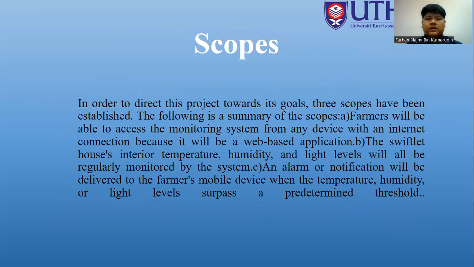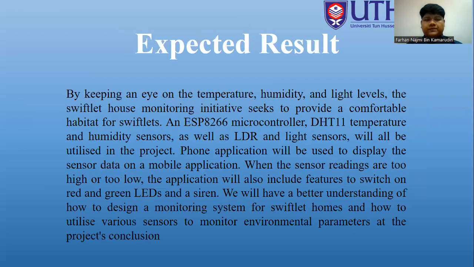So the scopes for this project are as follows. In order to direct this project towards its goal, three scopes have been established. The following is a summary of the scope. A, a farmer will be able to access the monitoring system from any device with an internet connection because it will be a web-based application. B, the SWIFTLET house's interior temperature, humidity, and light levels will all be regularly monitored by the system. C, an alarm or notification will be delivered on the farmer's mobile device when the temperature, humidity, or light levels surpass a predetermined threshold.